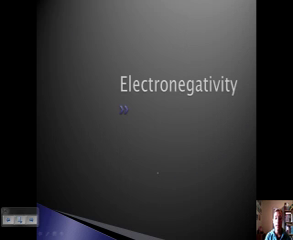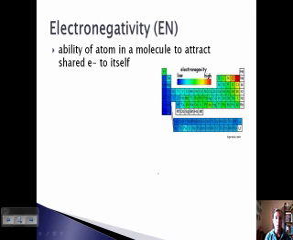Okay, electronegativity is involved in determining the type of bond. So even though we've talked about this a little bit, let's just review. So electronegativity is the ability of an atom in a molecule to attract shared electrons to itself. So how much can something take electrons from something else? The electronegativity is present in polar covalent bonds and ionic bonds. Because in a covalent bond, it's the same 2 elements, they don't need to take electrons from each other because they're exactly the same.